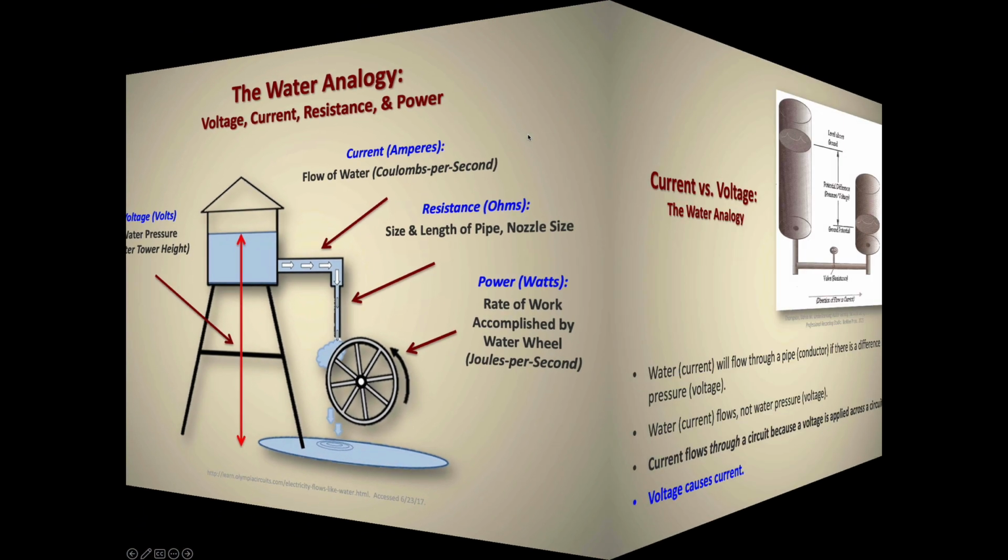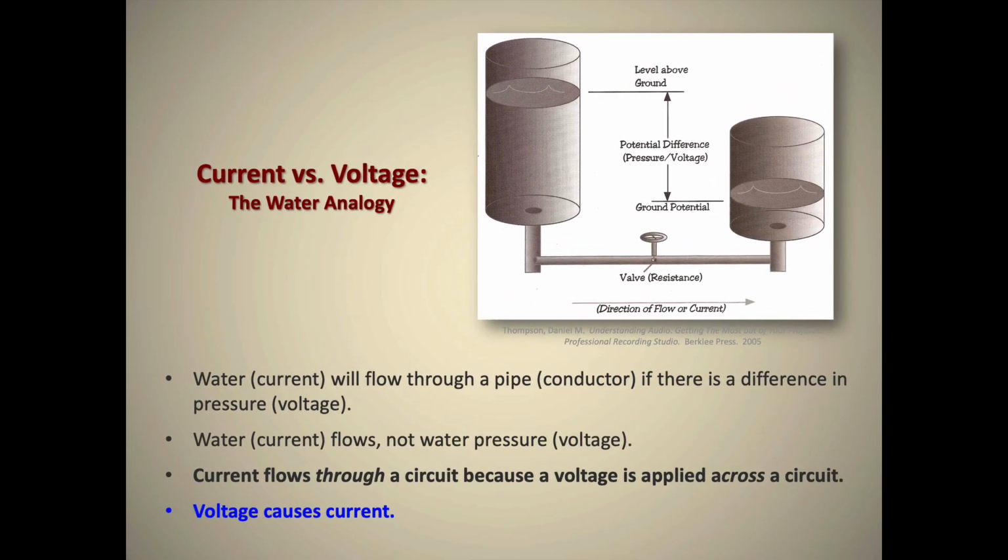So let's clarify a few things about the water analogy. Water, which is current, flows from one tank to another tank here if there's a difference in potential, which is voltage. So there's a difference in height here in this tank compared to that tank. So water current flows from here to here.